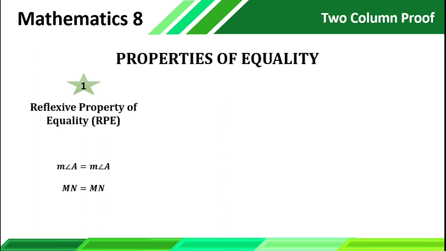The next property that we will be discussing is the reflexive property of equality or RPE. So when we say reflexive, from the word reflection, so what is on the right is the same as what is on the left. So for example, the measurement of angle A is equal to the measurement of angle A. Segment MN is equal to segment MN. This is called the reflexive property of equality.